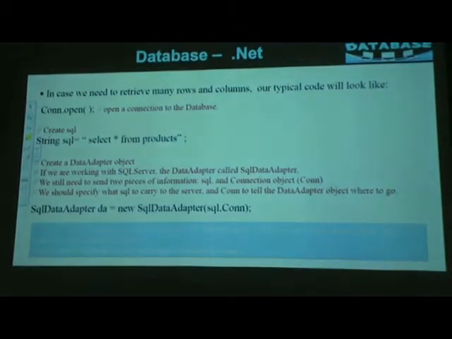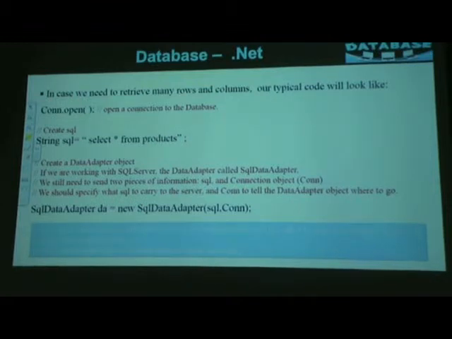In case we need to retrieve many rows and columns, our typical code will look like the following statement. First, we open the connection, so it's the same. We create SQL, string SQL: select star from product. So this time we need star, we need all the data. And we already identified the connection string. So in this scenario, we'll create a data adapter object, instead of the command object in the first need.